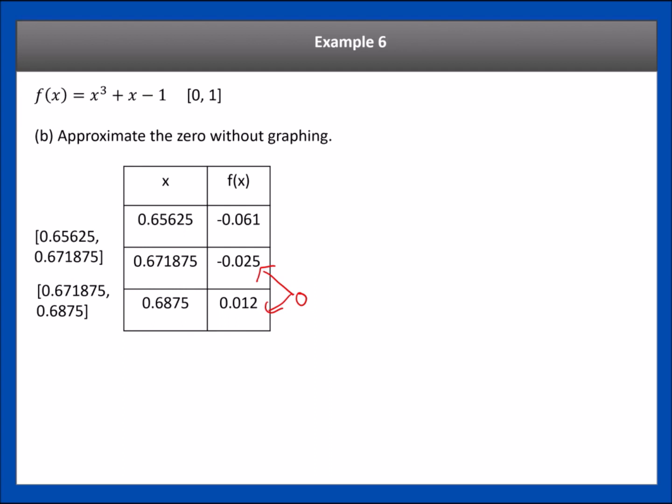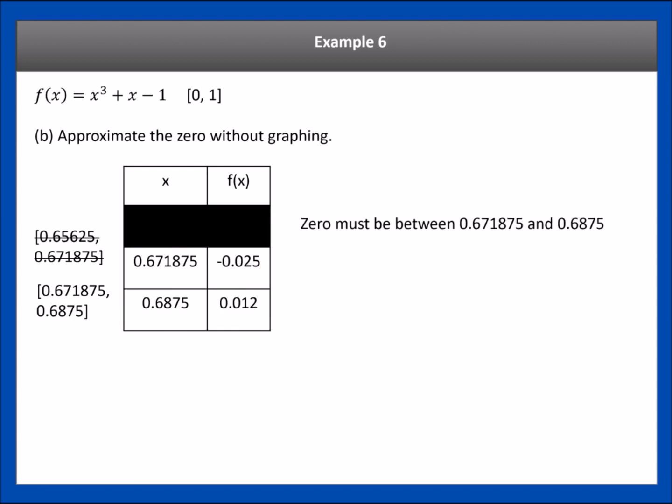Since we're really close to narrowing down the interval so that we get almost exactly 0, we can confidently say that the 0 must be between these two. And so we can say that the 0 is approximately 0.67, 0.68. So we're going to say it's around 0.68 and call it. Of course, we can keep bisecting it and get a more accurate answer, but we're close enough.